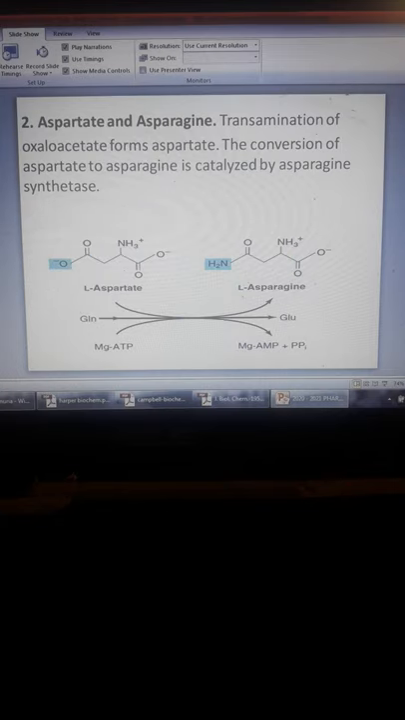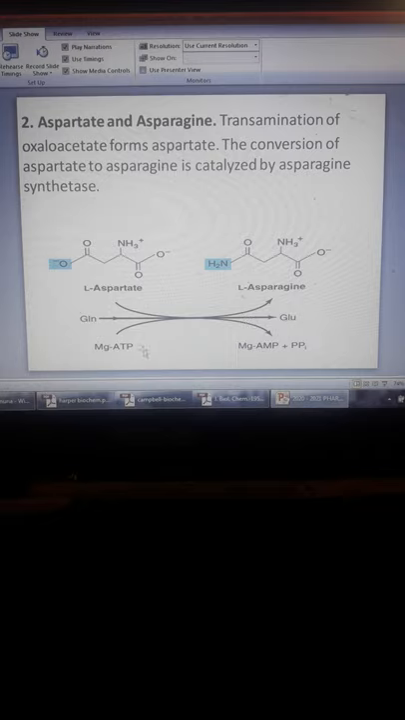Okay? Next, aspartate and asparagine. Transamination of oxaloacetate forms aspartate. The conversion of aspartate to asparagine is catalyzed by the enzyme asparagine synthetase. Okay? So, we have your aspartate to asparagine. Usually there is an amination process, correct? So amination means the addition of your amino group at the aspartate here, because this is considered to be an ester, basically because it has COO. Okay? So this is glycine to glutamine.